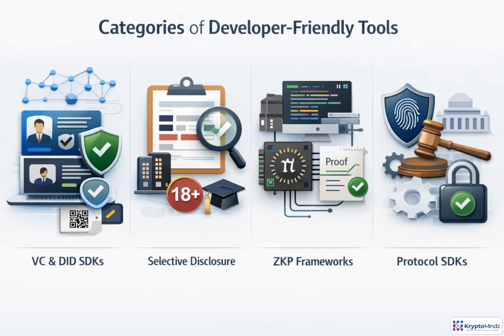These tools offer different entry points into privacy-preserving identity. VC and DID SDKs manage credentials, identifiers, schemas, and exchange flows. Selective disclosure libraries reveal only what a verifier needs, such as proving someone is over 18 without exposing their birth date. ZKP frameworks work at a lower level, defining statements, compiling circuits, generating proofs, and verifying them. Protocol-specific SDKs package opinionated flows for areas like compliance, access, or reputation, often trading flexibility for speed.